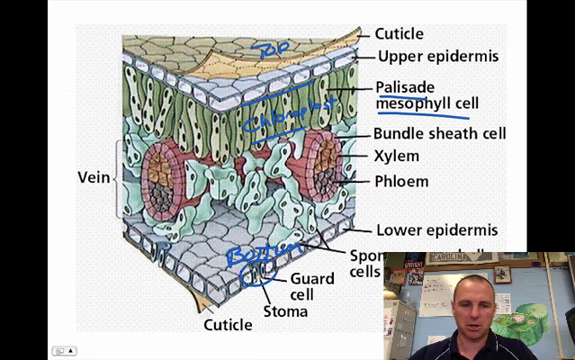Notice where the stomata are. Here are the stomata. Has a guard cell around each one. And then something we mentioned the other day, cuticle, the waterproof part of the plant, is here.